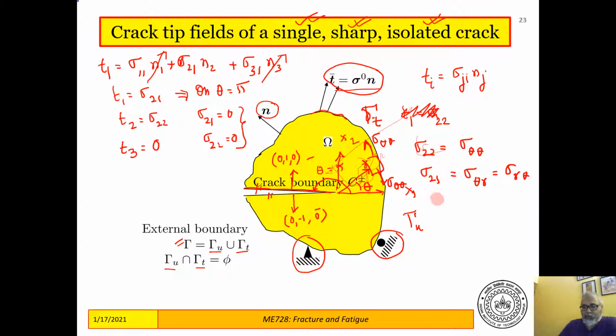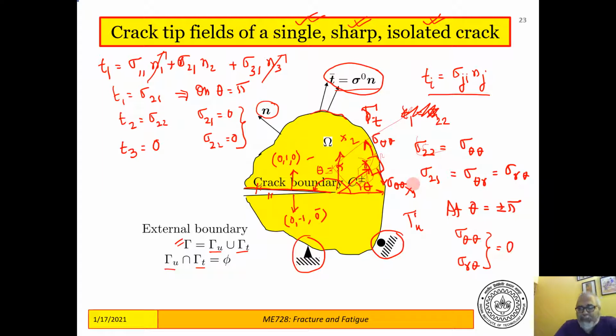So we can write at theta equal to plus minus pi, that is on the upper crack face and lower crack face, sigma theta theta and sigma r theta are both equal to 0 for a traction free surface. We have proved that for the upper crack face. For the lower crack face, we can prove it in the same way. The normals are 0, minus 1, 0. We apply Ti equal to sigma ji nj, and in the same manner you will be able to show that sigma theta theta and sigma r theta are equal to 0.